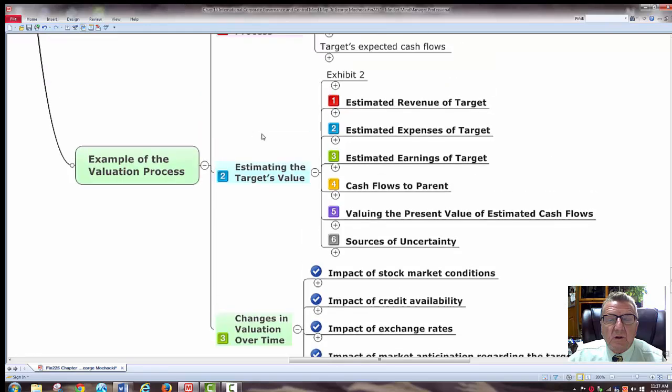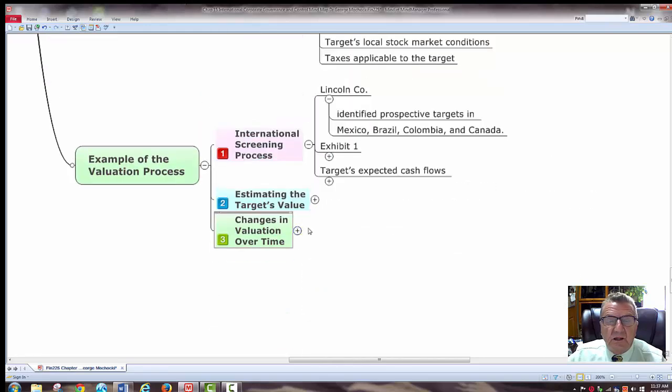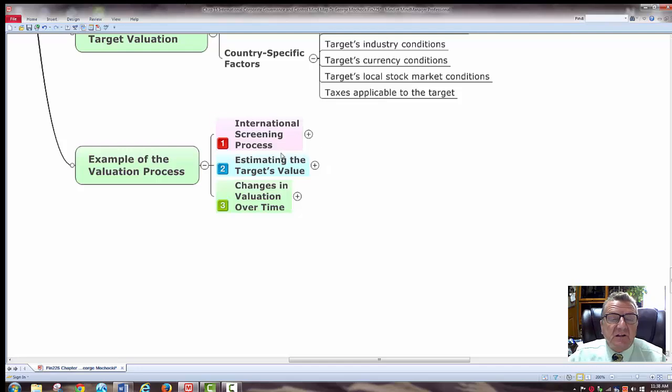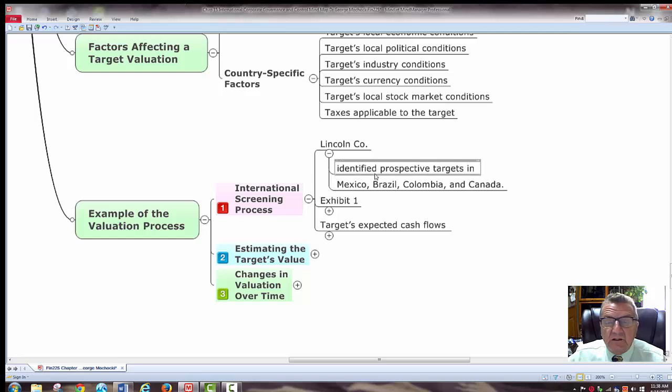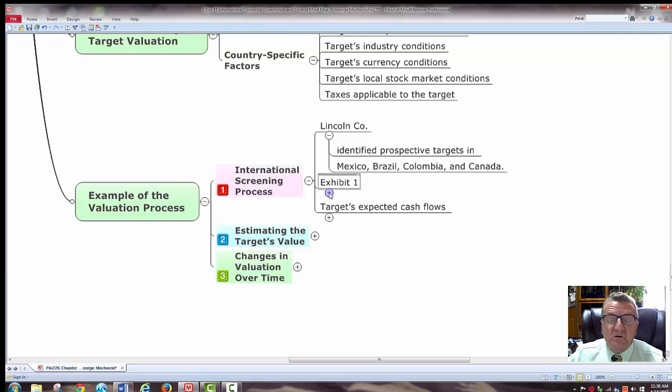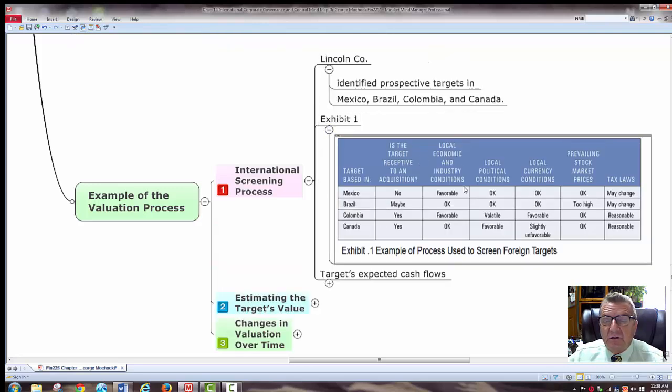Okay, example of valuation. Now this one I'm just going to go through real quickly so you have this information just in case. The international screening process is basically what the company is going to be looking at. It's Lincoln Company, identifying prospective targets. They're going to look at opening up a subsidiary in Mexico or Brazil or Colombia or Canada. Big extremes. And here's the exhibit: local economic condition, favorable, okay. Local political, okay, valid. Colombia, so there's a risk in there. Local currency, okay, favorable. Canada, slightly unfavorable for whatever reason. You've got to look at it.